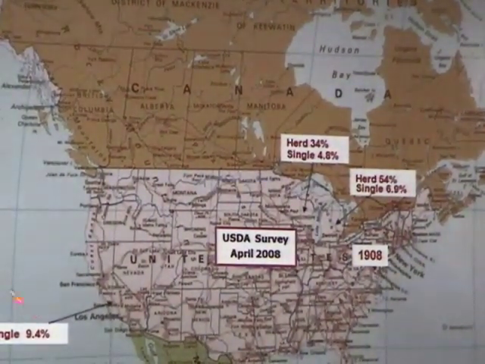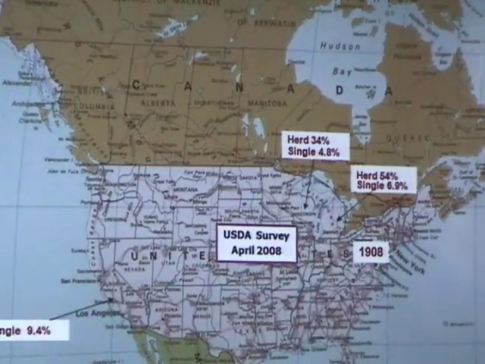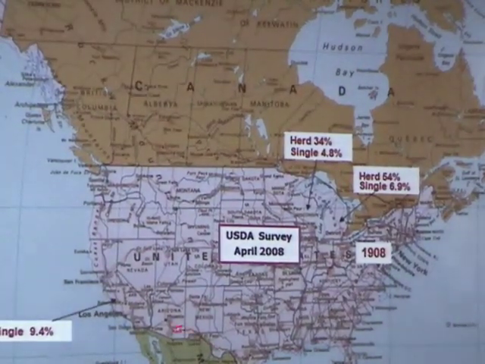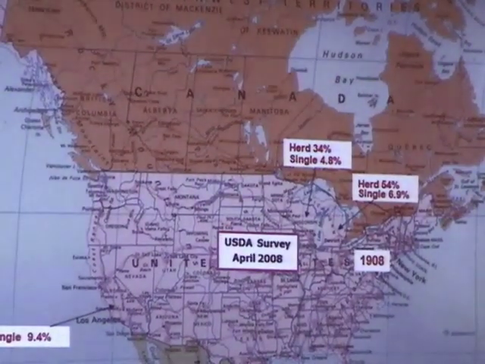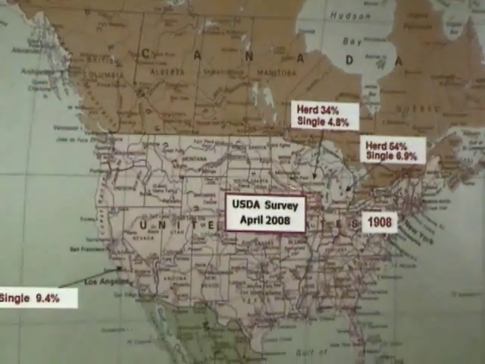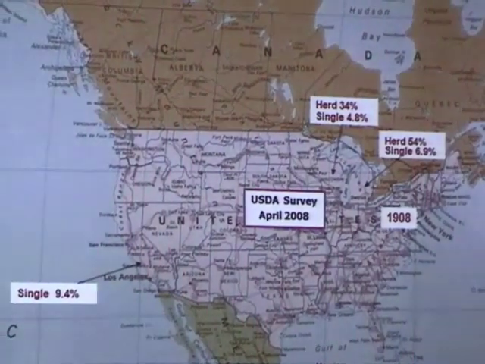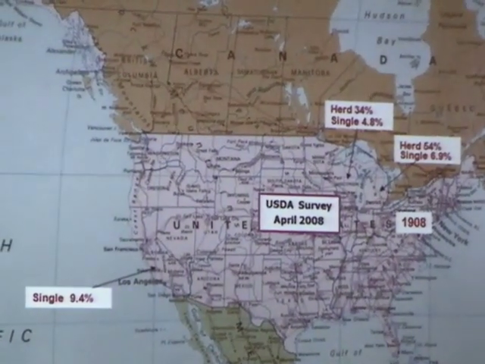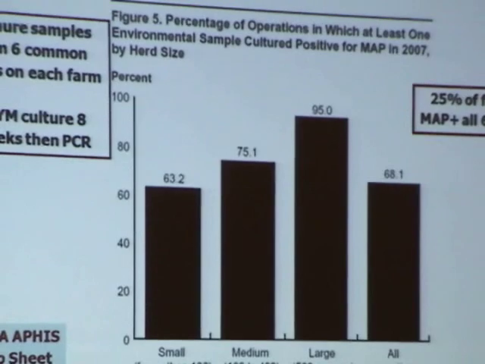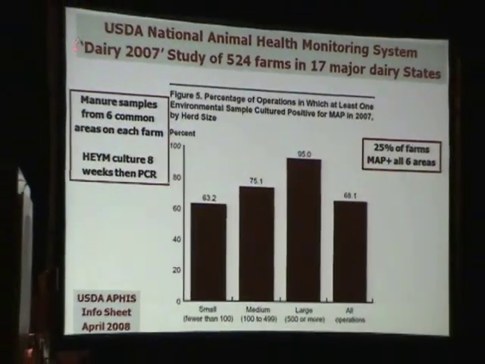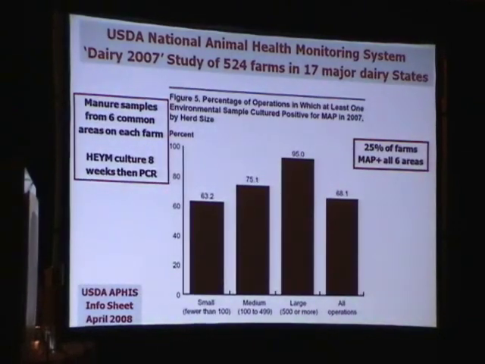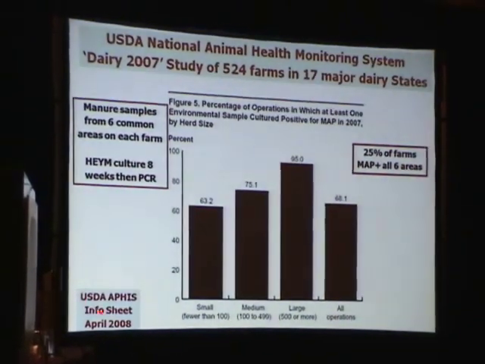There are multiple data from many areas from Canada and the United States, and increasingly from Mexico, showing the herd and single animal prevalence. But these have perhaps been superseded in our understanding of the scale of this problem when we look at the results from the US Department of Agriculture National Animal Health Monitoring System, performed in 2007 and published in April this year.